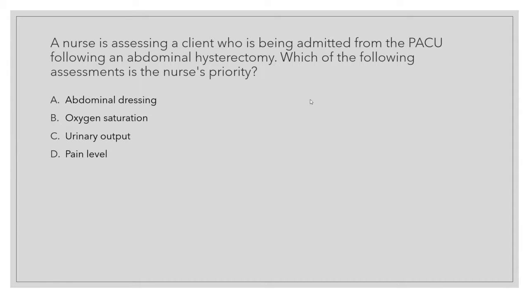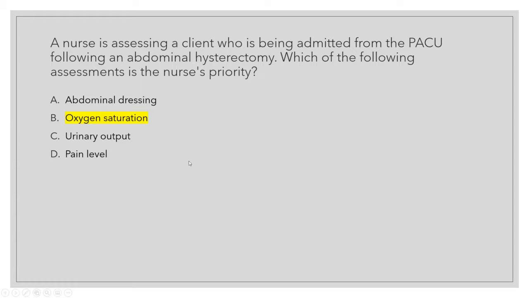So in this one, all of these are appropriate assessments. We do want to know what's going on with their abdominal dressing. We want to make sure that there's not copious amounts of bleeding. That's appropriate to check. Oxygen saturation is going to be the answer, because of the ABCs. If we could only check one thing in the PACU, if we were just a terrible nurse and we were only going to do one assessment and not check the other things, it's only important to check the oxygen, because if that is bad, then our patient can die, right?